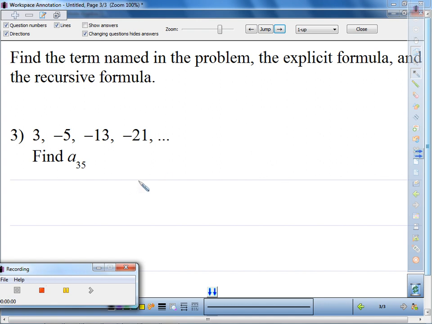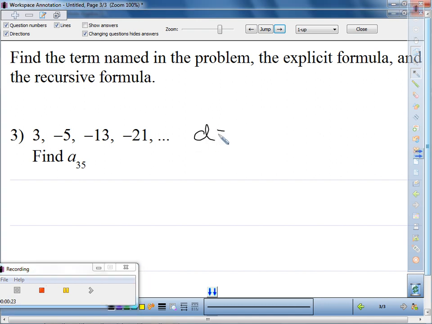In this problem, we're going to find the explicit formula, the recursive formula, and then the 35th term. We'll begin the problem by finding the common difference. It's arithmetic, so there is a common difference between two terms. And remember, we find that by taking the difference between any two consecutive terms in the sequence.